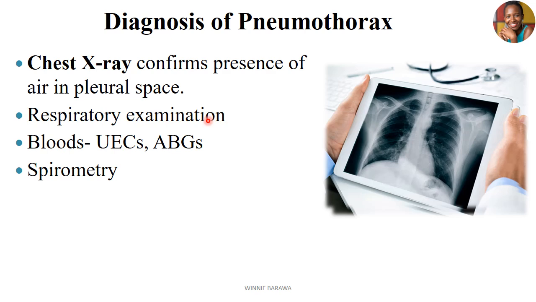Then in blood tests, you can have UECs, that is urea, electrolytes, and creatinine. You can also use arterial blood gases, where you will see changes in oxygen and carbon dioxide levels in the blood. There is spirometry, and in spirometry you want to confirm the lung function abilities. Is the client having enough vital capacity? Do we have enough tidal volume exchanges? How is it coming along? So with all this diagnosis, you can establish the correct nature, or you can see the progress of the pneumothorax.